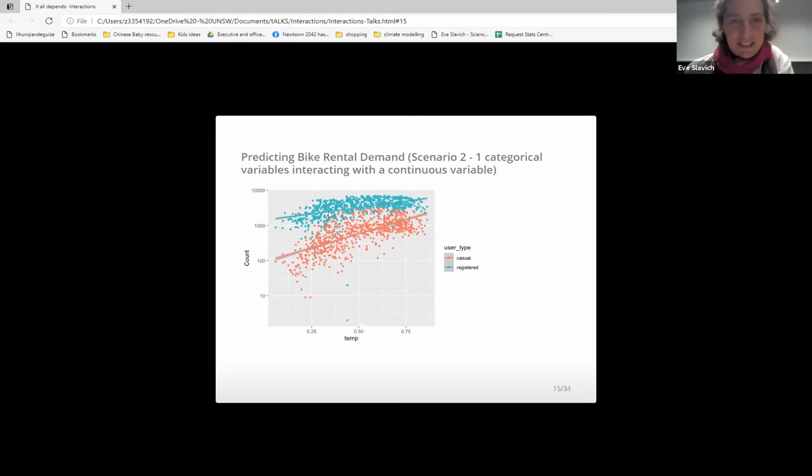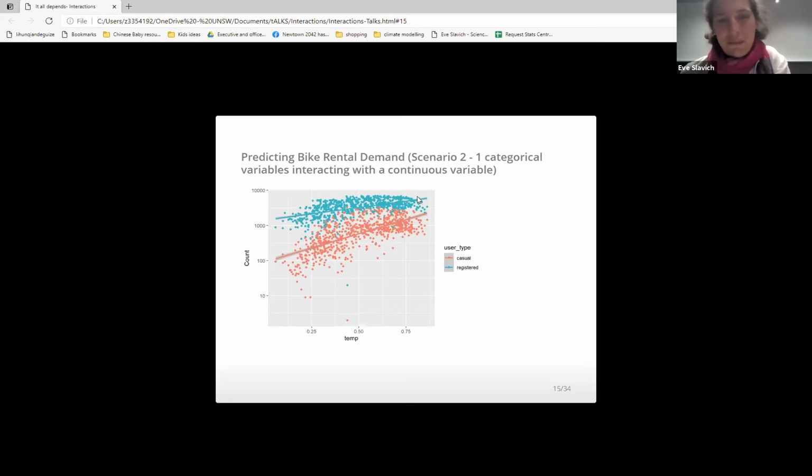So here's what the data looks like. The registered users obviously rent bikes more than the casual users. That's why the blue dots are mainly higher than the red dots. And then it looks like both of them like to rent bikes a bit more when it's warmer.